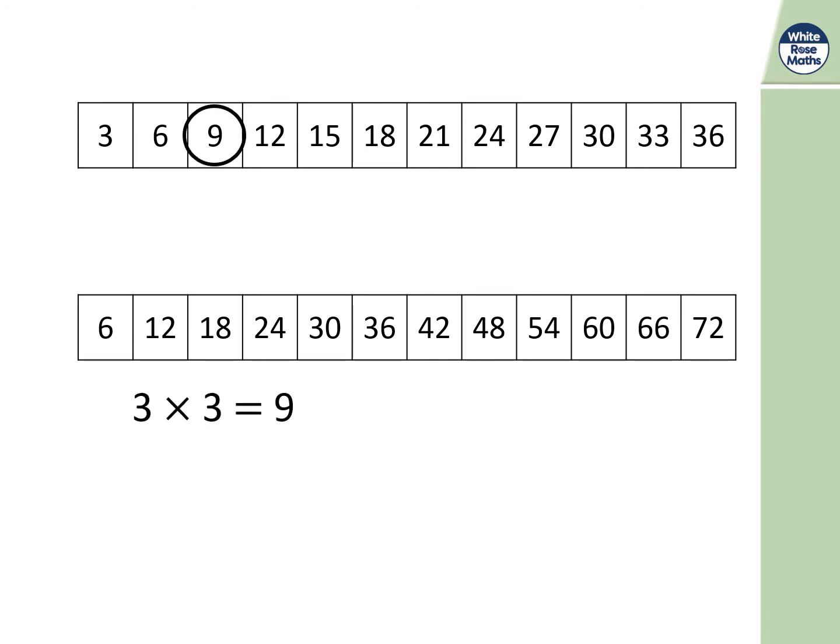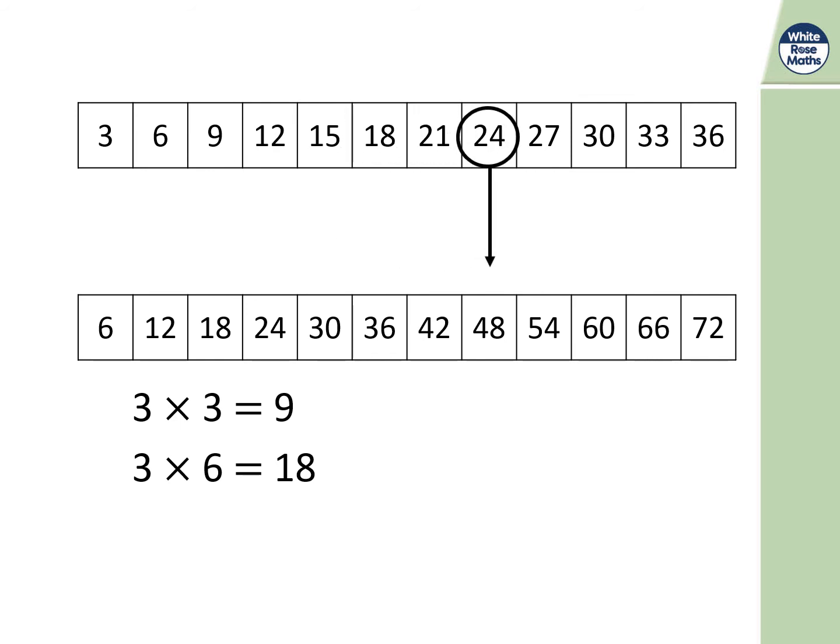3 times 3 equals 9. 3 times 6 equals 18. What do you notice in this pattern? The answer is double, because you're multiplying by double 3, which is 6, so the answer is double.